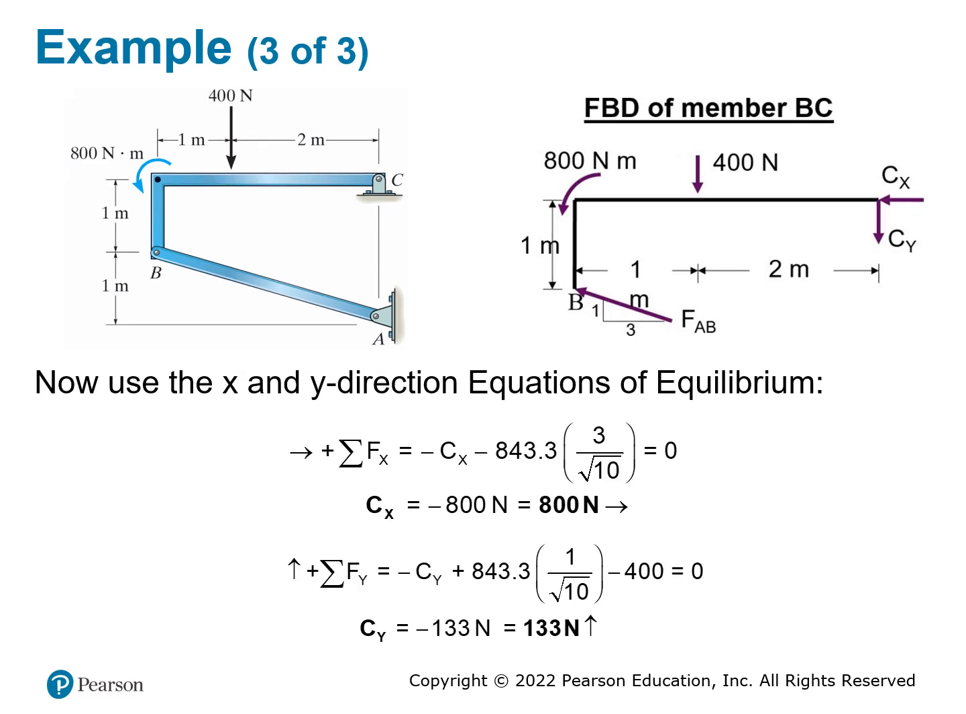So if you find FAB from the previous equation by finding summation moment at C equal to 0, then you can find summation Fx and summation Fy. You can find CX and CY individually, and then you have solved the problem.